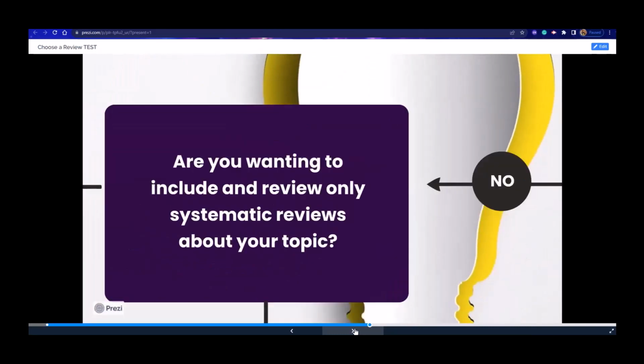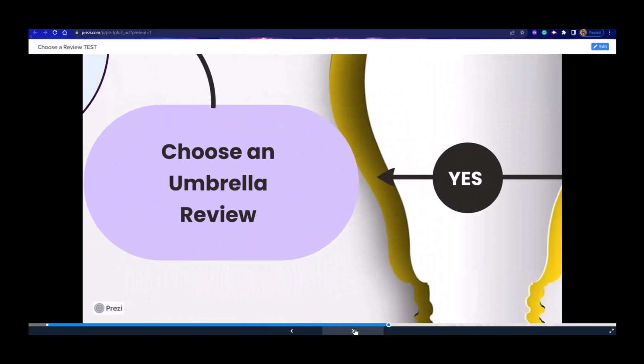Okay, so moving on, if it is not a broad scoping question, the next thing you need to ask yourself is, are you wanting to include and review only systematic reviews about your topic? That might seem like an odd question to ask, because when you're doing a systematic review, you should be searching primary literature. This question is asking, do you only want to search systematic reviews, or secondary literature? That is because of a type of review that I don't think many people are as familiar with. Would you agree with that, Lauren? Mm-hmm. Yes. And that is the umbrella review.